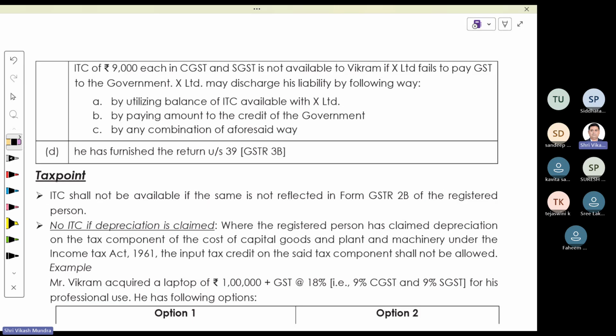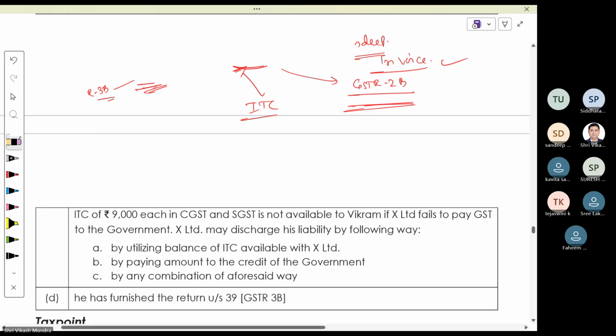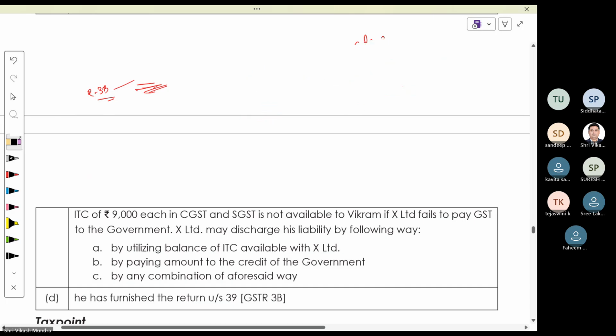Sometimes what happened in the earlier stages, when GSTR 2B was not there, is that a big fraud happened in the GST segment at the initial stage of GST. What has happened? Some accommodation bills. Do you know accommodation bill? In practical language, they are termed as accommodation bills.